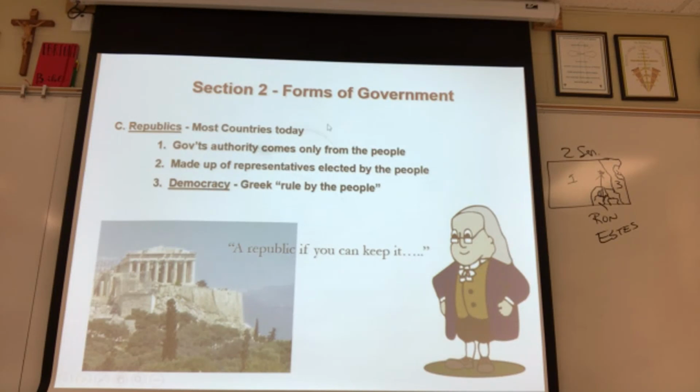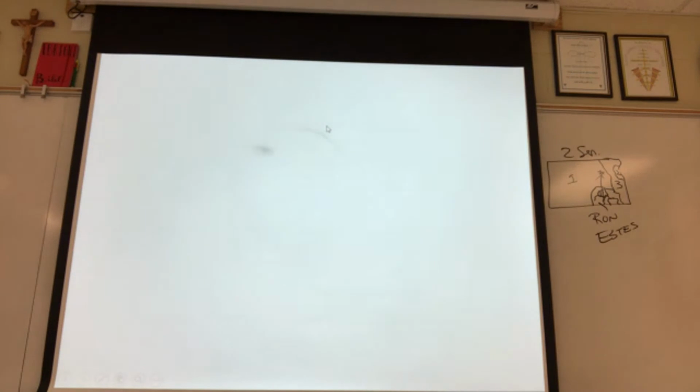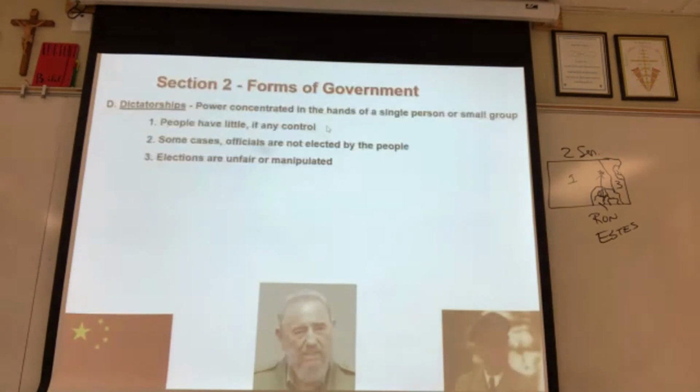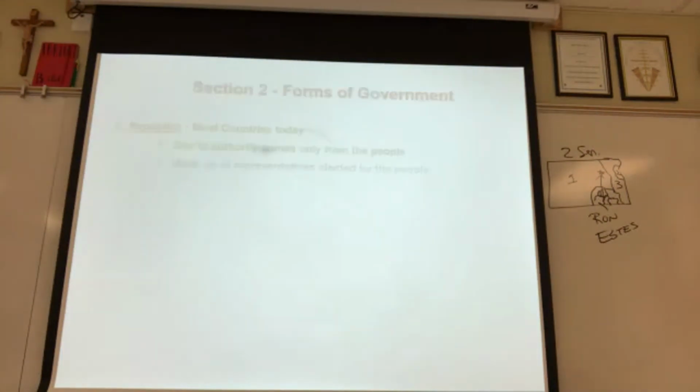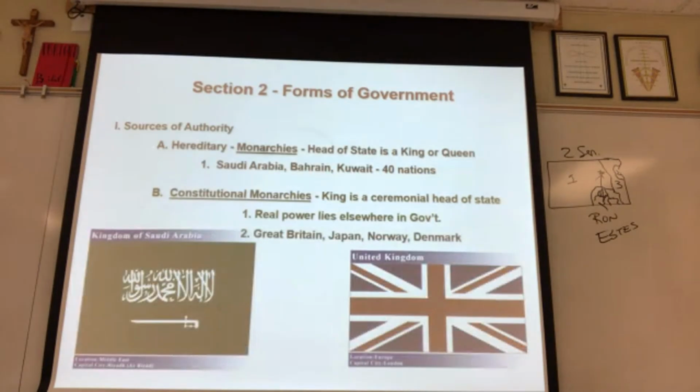Constitutional monarchy. Okay, this is what Britain has. Okay, yeah, constitutional. So this is like parliamentary system, right? The king or the queen is the ceremonial head of state. The power lies with the Constitution. Okay, the real power lies elsewhere in the government, usually with the parliament and the prime minister.